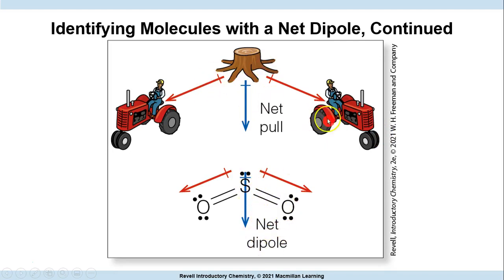So the analogy is that if you have two tractors that try to pull this trunk here, this tractor will be pulling this way and this other tractor will be pulling this way. The net dipole, the pulling effect, is going to move the log this way because the tractors are pulling with the same strength. So the net effect will be felt here.